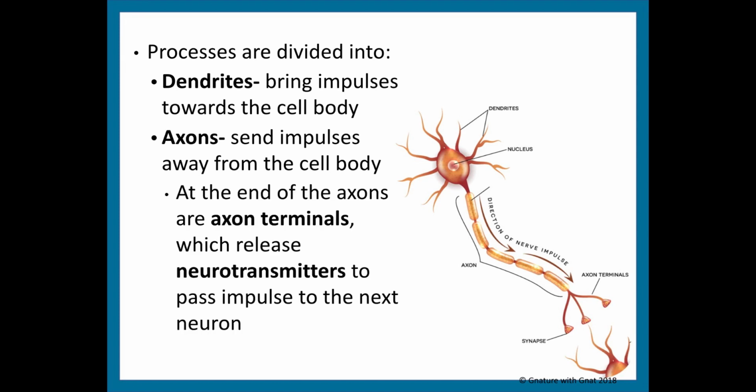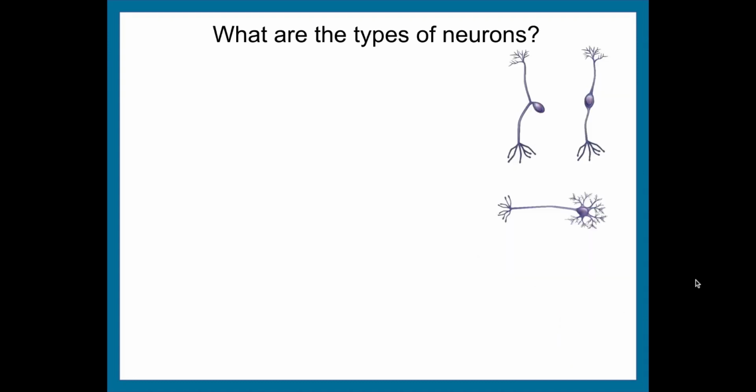Now, at the end of axons are what are called axon terminals. You can see the axon terminals labeled in this picture. And these release neurotransmitters that pass an impulse to the next neuron. Okay, so now let's talk about the types of neurons.